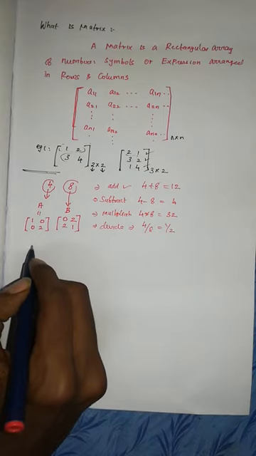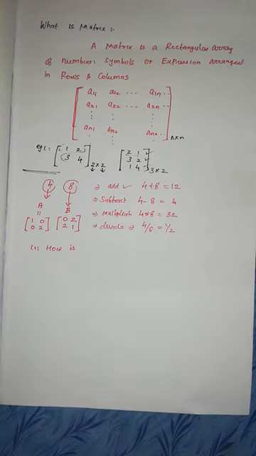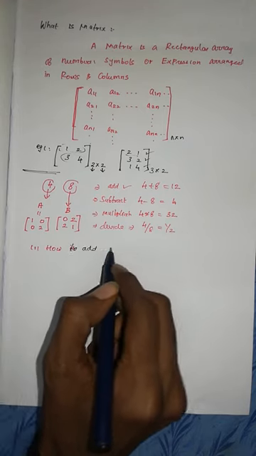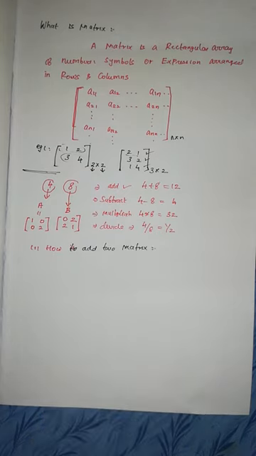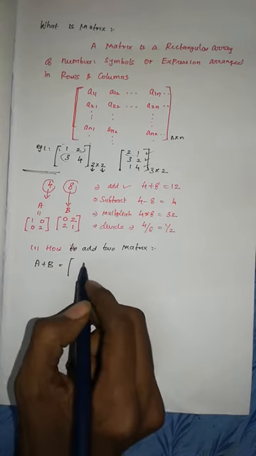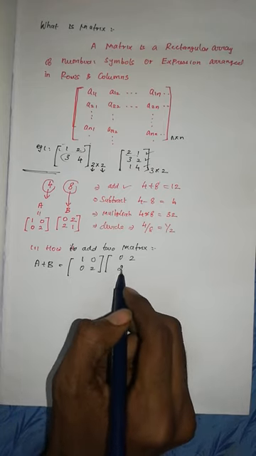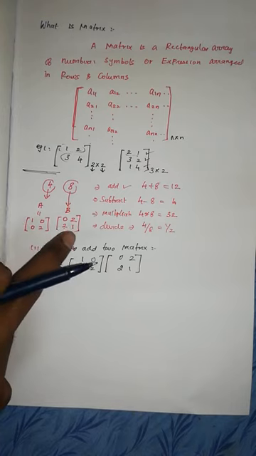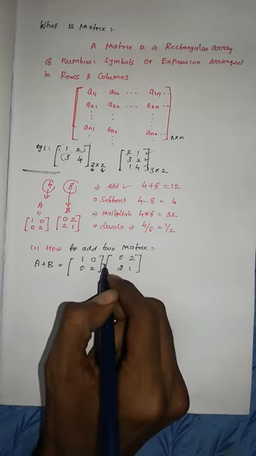First I am going to add two matrices. Is it possible to add two matrices? Yes, it is possible. So how to add two matrices? A plus B, where A matrix is 1 0, 0 2 and B matrix is 0 2, 2 1. So I am going to add these two matrices.